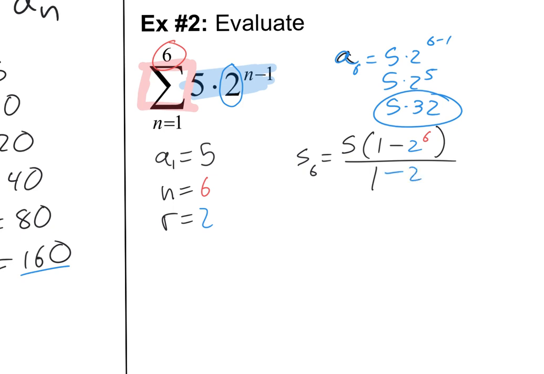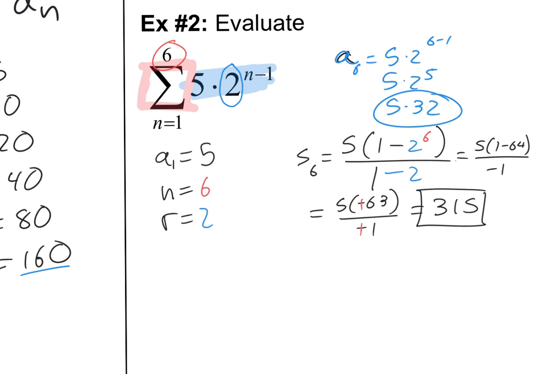And we're just going to work this out. So 2 to the 6th, that's still 64. So I have 5 times 1 minus 64 over negative 1, which is the same thing as 5 times negative 63 over negative 1. And yeah, my negatives cancel out, so I really just have 5 times 63. And 5 times 63 is 315.